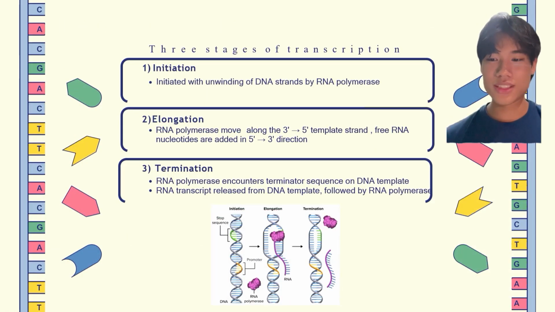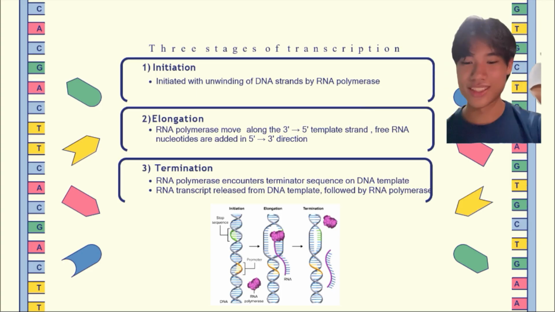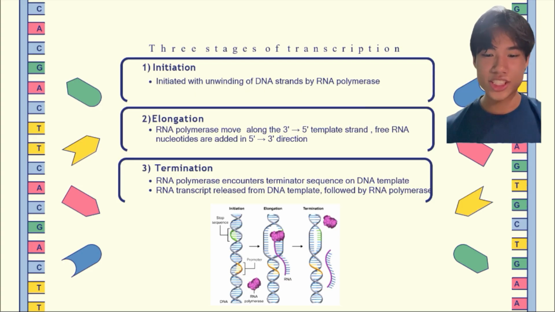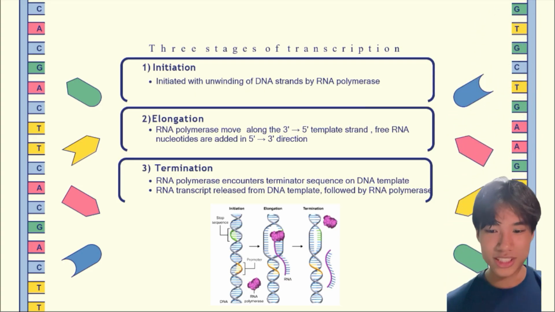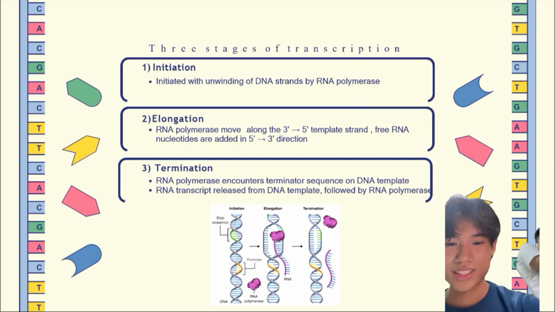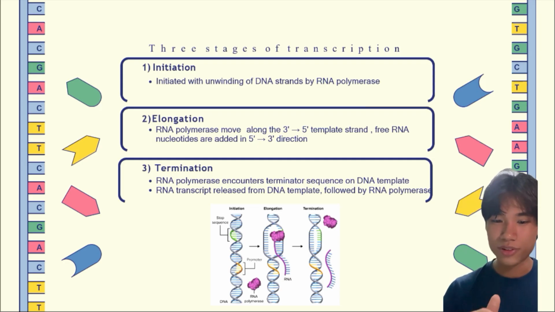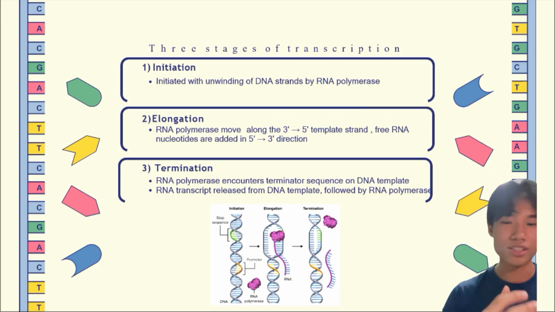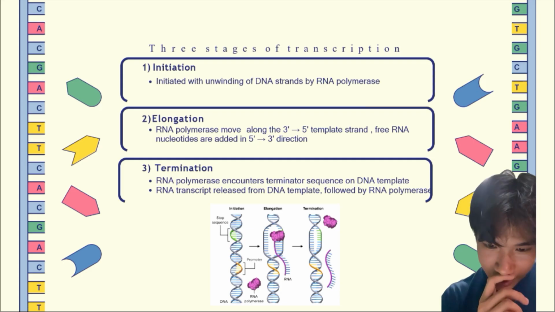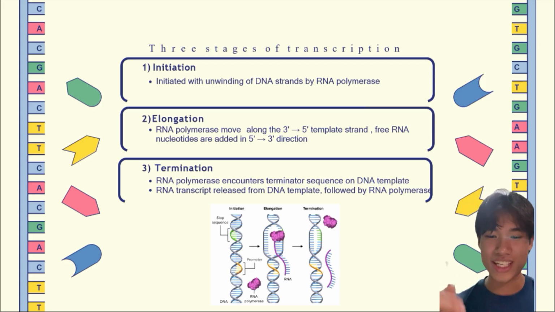Now, what are the different stages of transcription? There are 3 stages of transcription, which are initiation, elongation, and termination. Firstly, initiation. The transcription is initiated with the unwinding of DNA strands by RNA polymerase. In prokaryotes, there is a specific recognition by RNA polymerase of the promoter base sequence. In eukaryotes, the RNA polymerase recognizes a complex of proteins which help the binding of enzymes to the promoter sequence.